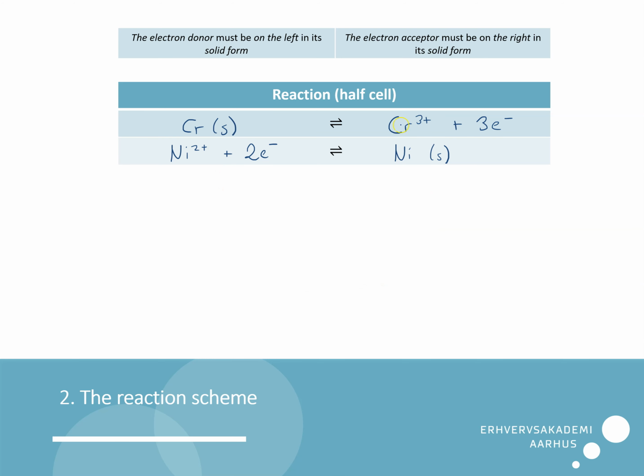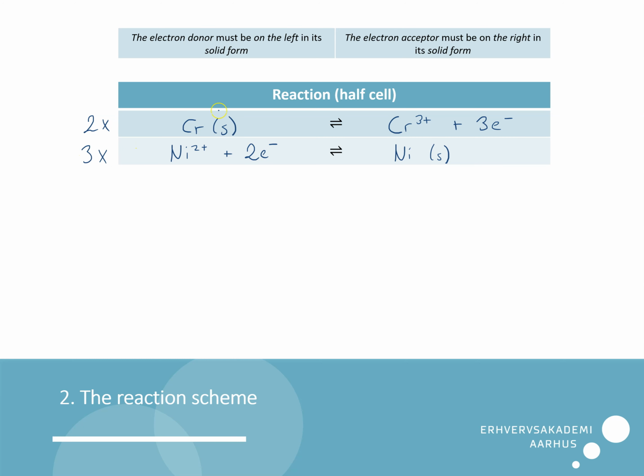So now we can see that for every time chromium loses 3 electrons, nickel gains 2. The law of mass preservation, however, must be kept, so the number of electrons should be equal in the 2 half-cell reactions. We could solve this by multiplying the nickel scheme by 1.5, but this would end up giving us half a nickel atom, which is not possible. So we must find the smallest number possible, which is divisible by both 2 and 3. This number is 6. To get 6 electrons, we must multiply the top scheme with chromium by 2, and the nickel scheme must be multiplied by 3.